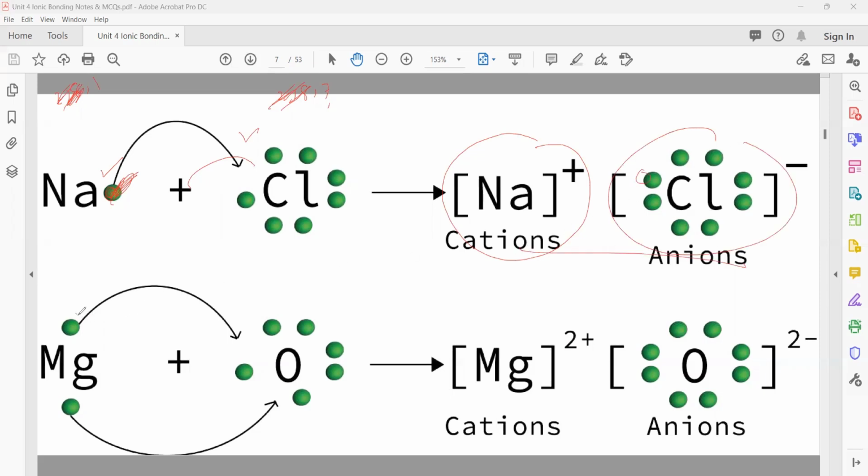In the same way, magnesium in group 2 has 2 electrons in the last shell. In which group is magnesium? Group 2. And group 2, I told you, always has 2 electrons in the last shell. So it will lose both and give them to oxygen. Oxygen before has 6. Now when it gains, oxygen has 8: 2, 4, 6, 8. So magnesium after losing 2 becomes plus 2. Oxygen after gaining 2 becomes minus 2. So the cation and anion again attract each other and make ionic bonding.